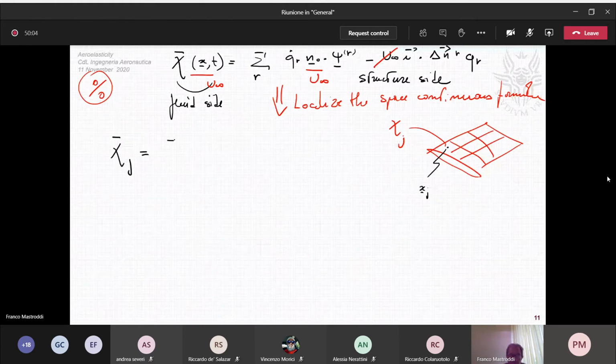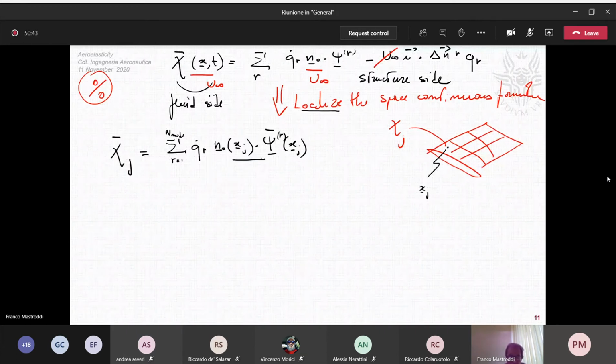is equal to the summation of, this is a modal coordinate, so the summation is running from 1 to the number of modes included in the analysis. And this is the local normal in the undeformed configuration, but evaluated at the x_j point, because all the space quantities are located at the x_j point. Dot, and this here is the component of the r mode shape, but again at the x_j point. This is the meaning of this localization procedure.